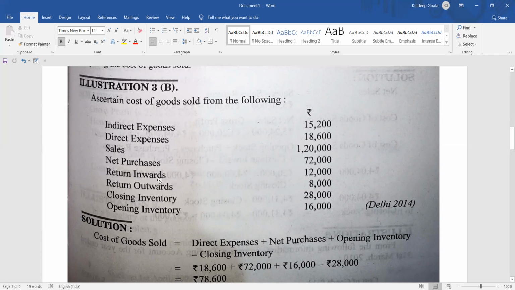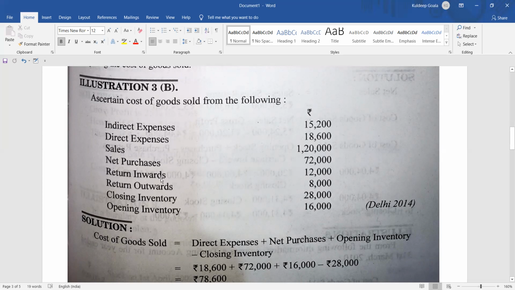Return inward, we have already got the net purchases, right? So if we get the net purchase, there is no need to take return inward or return outward again. Just for refreshing the old classes, let me tell you, return inward refers to sales return and return outward refers to purchase return.